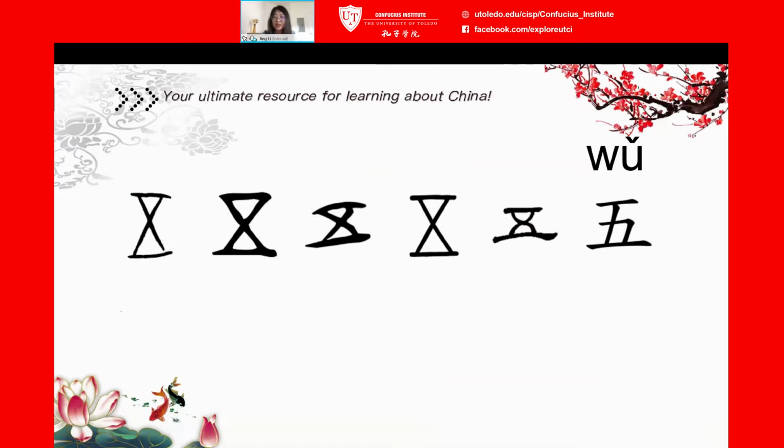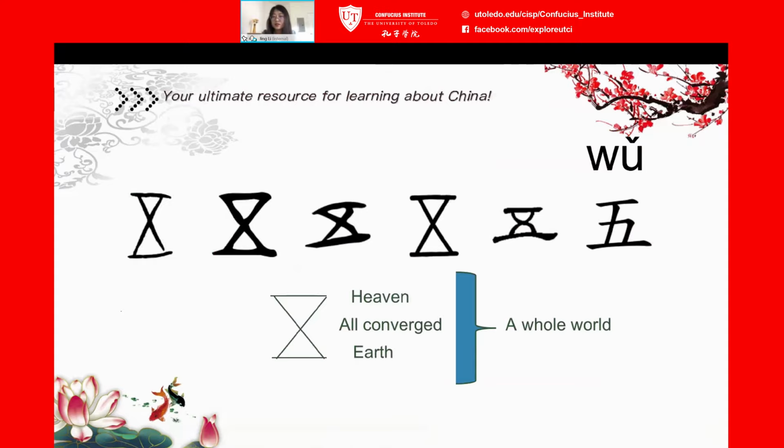There is another reason people cross the two rods. In the history of number development, the order is 1, 2, 3, 4, 5. So when people developed the number 5, 5 was the biggest number at that time, right? Asian people think everything converted in the heaven and earth makes a whole world. So number five is a whole world. Number five is the biggest number at that time. Does it make sense? Give me some feedback. Yes, it makes sense. Yes, thank you. Oh, we can move on.